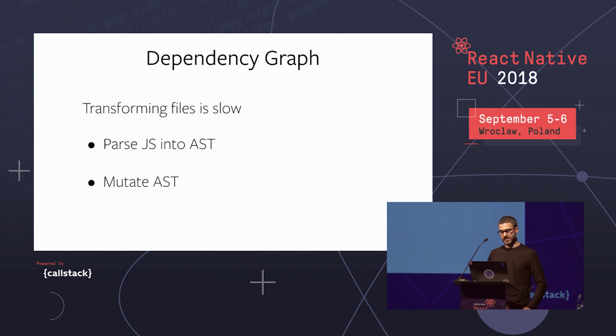Then we have to mutate the AST, while keeping track of the modifications to be able to generate the source maps later. And the last part is to generate the JavaScript and the source map back from the modified abstract syntax tree. In fact, if we had to transform each single file sequentially every time that you reload your app, this would be insanely slow, so slow that you wouldn't be able to use React Native.